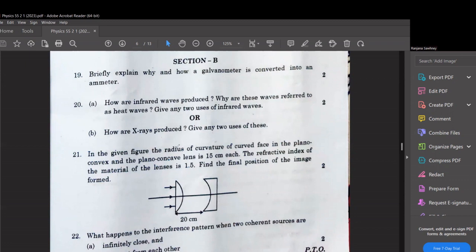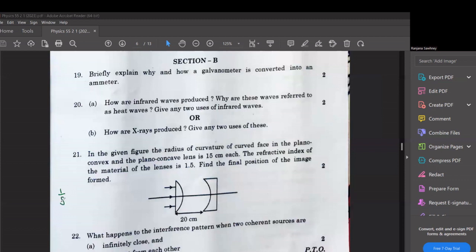Next question, in the given figure, the radius of curvature of plano-convex and plano-concave lens is 15 centimeter, and the refractive index is 1.5. You have to find out the final position of the image. First let's consider this plano-convex lens. Let's find out its focal length by using the lens maker's formula.